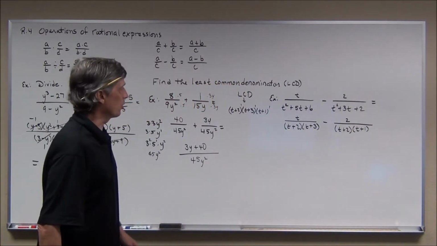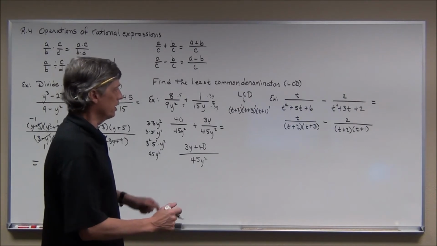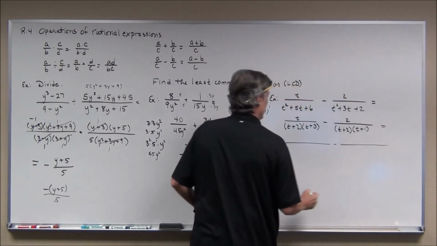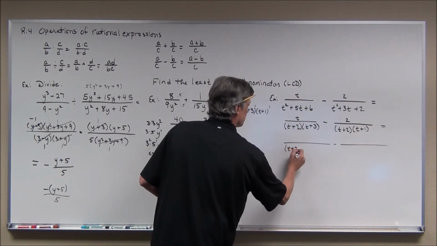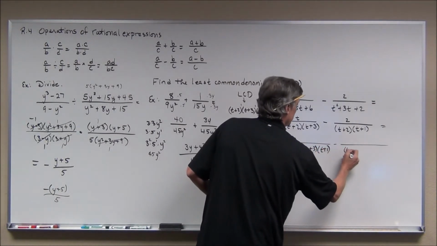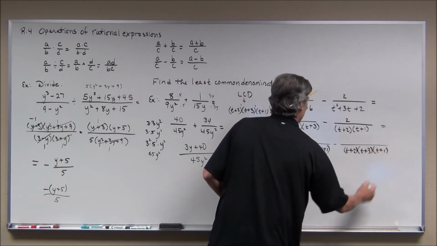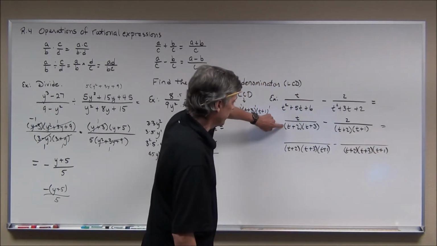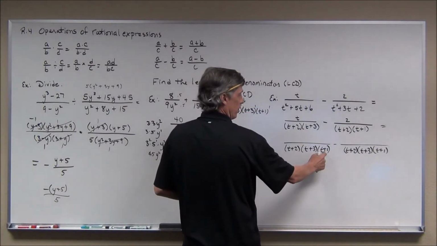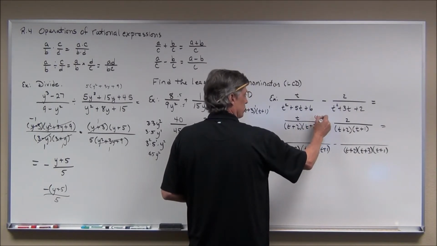So it's going to be the quantity t plus 2 times t plus 3 times t plus 1. You can put those in any order because you're multiplying here. So this is t plus 2 times t plus 3 times t plus 1, t plus 2 times t plus 3 times t plus 1. And what would you multiply times this denominator to turn it into your LCD? Well, it's the factor of t plus 1. So you multiply the bottom by t plus 1, you multiply the top by t plus 1.